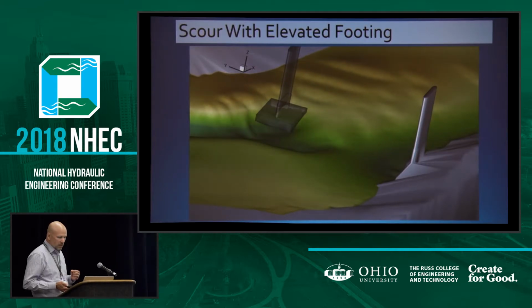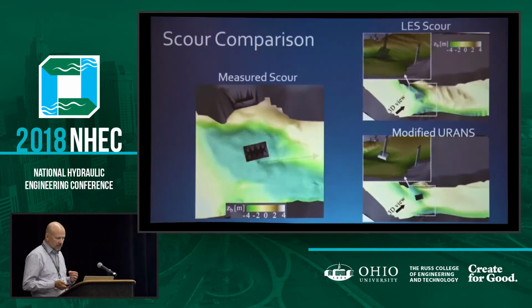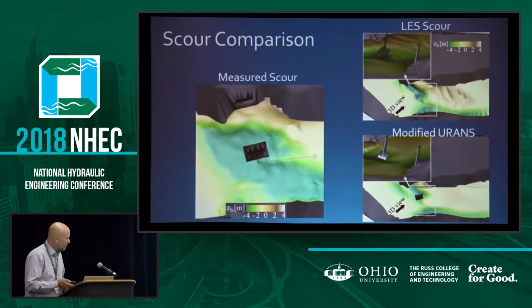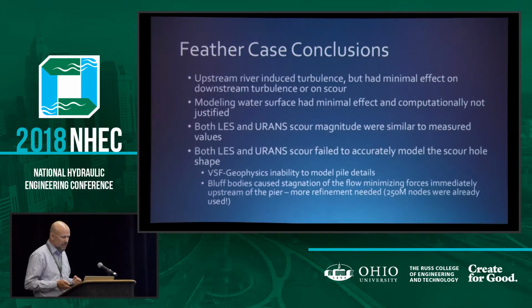The results showed basically two things. It's a little hard to see because of the size here. This was what was measured. A little hard to see, but these are the LES and URANS runs. Bottom line was that the scour depth was similar, but the spatial distribution was different. It didn't really fully capture that. So there are still issues, but it's a step in the right direction.